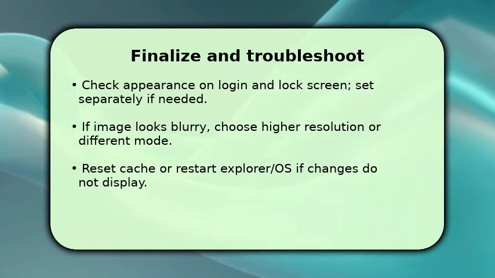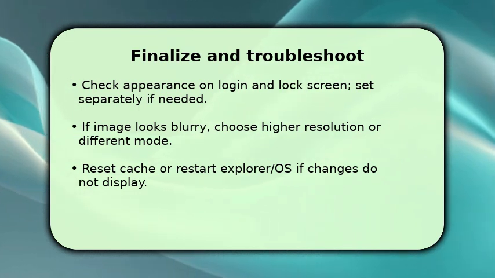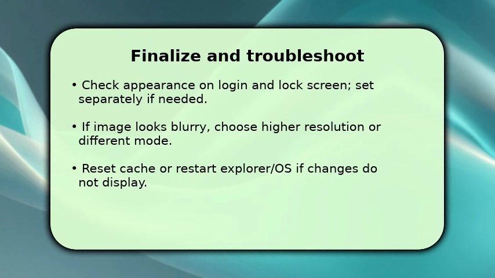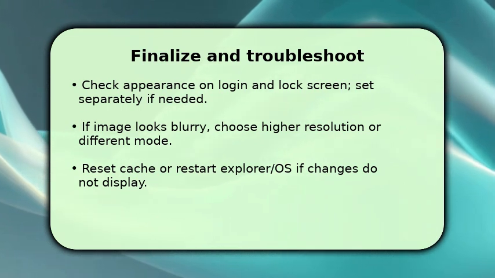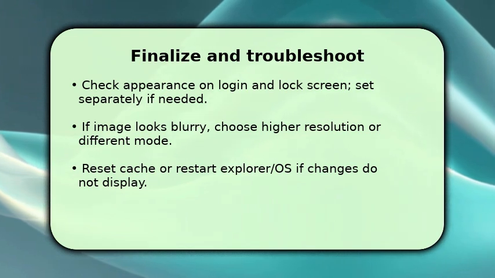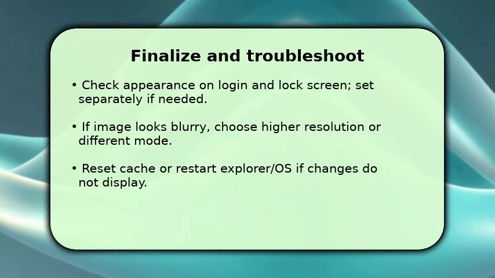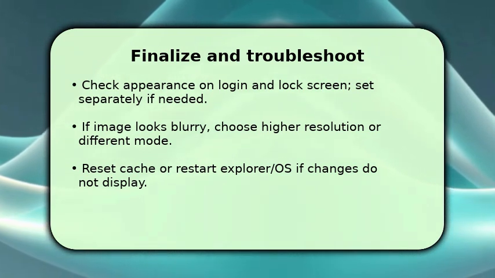If the wallpaper appears blurry, choose a higher resolution file or switch from stretch to fill to preserve clarity. This fixes most scaling issues. If the new image doesn't appear, clear the desktop cache, restart the File Explorer, Windows, or log out and back in. That forces the system to reload and display the updated wallpaper.